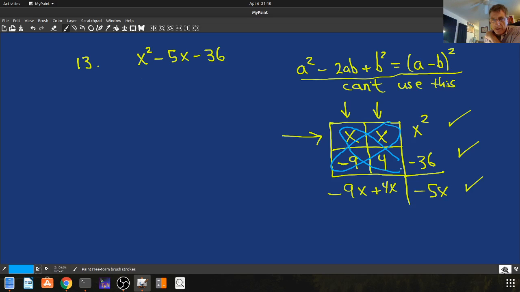And the factorization I just take from here is x plus 4 times x minus 9.